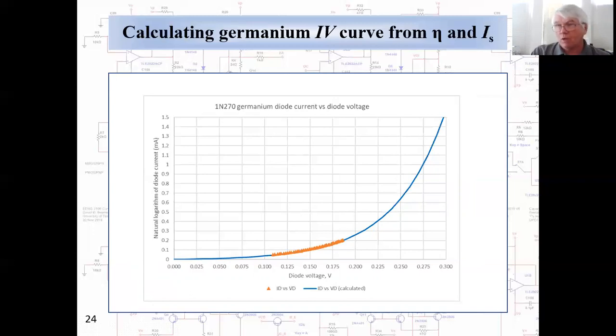So this was just a test of how well the numbers calculated for saturation current and emission coefficient match the real device. And the blue curve here is diode current versus diode voltage for a 1N270 germanium diode using the measured values of saturation current and emission coefficient. And the orange triangles represent the actual measured data. Seems like a reasonably good fit. So we think we're on pretty good both experimental and theoretical grounds here.